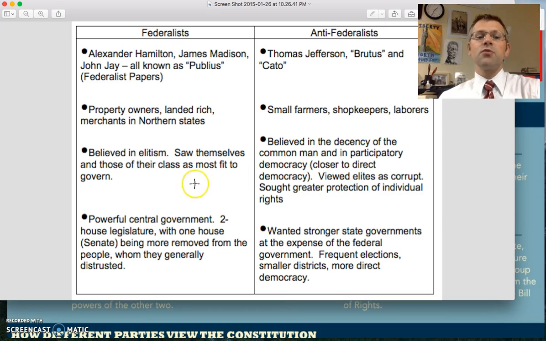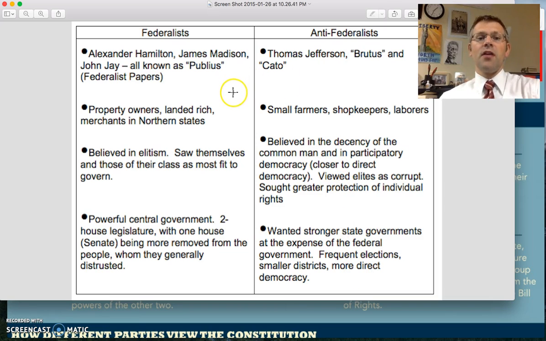So where Federalists were maybe more interested in the common good, that everyone could benefit, they wanted to make sure that their rights are guaranteed. And so they wanted stronger state governments, sort of like the system that was in place for the Articles of Confederation. And they wanted frequent elections, so not this kind of removed power, but they wanted to directly say who is going to represent them.